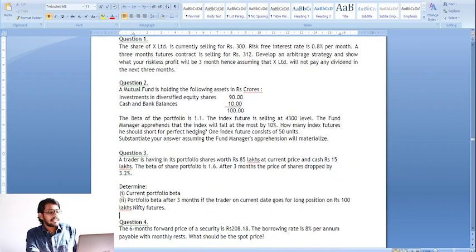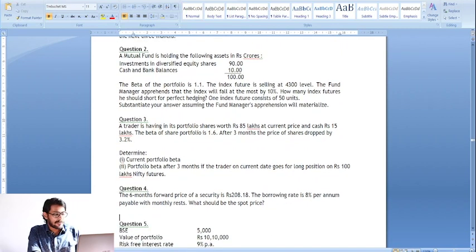Question number three has come repeatedly in the RTP. I am holding that for now, because there are some issues in question number three. We'll hold it for the moment. We'll do it in the end if possible. Okay. Question number four. Simple question.